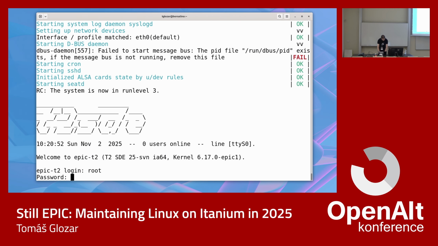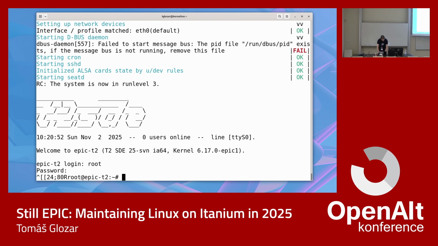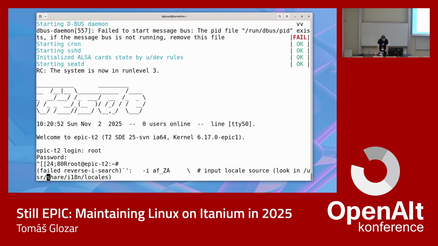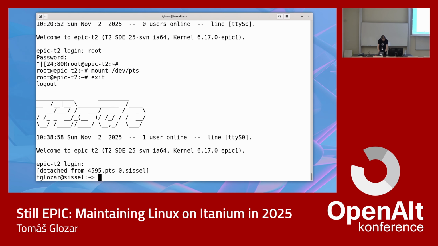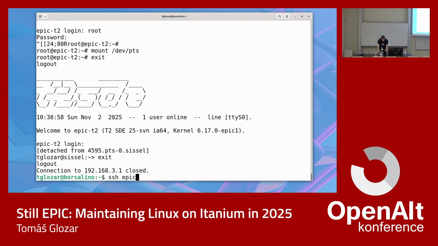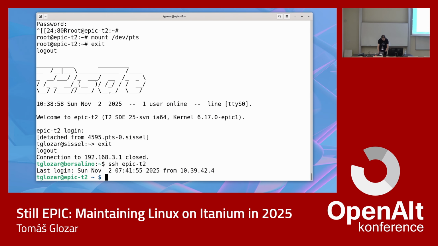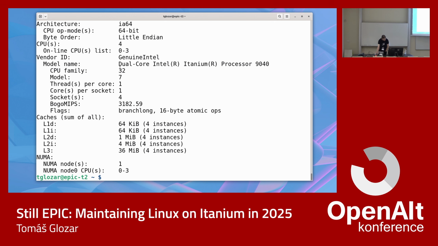And there is a bug in my installation where I need to mount this PTS directory, otherwise I can't SSH into the machine, so I have to fix that. And now we should be able to SSH into the machine. Yeah, so this is the Itanium server. It has a genuine Intel 9040 dual-core CPU. And the cache values are wrong. Somehow Linux counts the hyperthreads twice, so it has 18 megabytes, not 36.